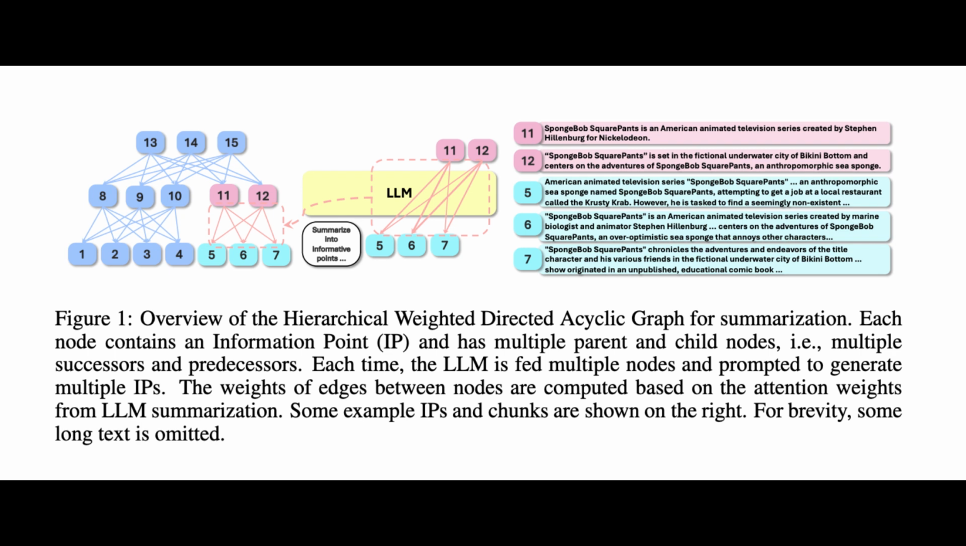Now that we know how Garlic works, let's dive into why this is an innovative breakthrough for AI and IG methods. Here's how Garlic works in detail. It uses a method called hierarchical weighted directed acyclic graph, a mouthful, right? But stick with me. First, Garlic splits the document into smaller chunks. Each chunk gets summarized into an information point, or IP. These IPs are organized into a multi-level graph.